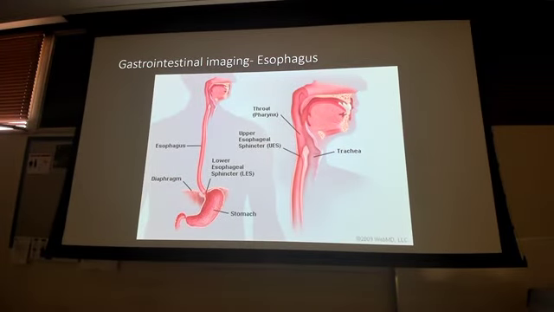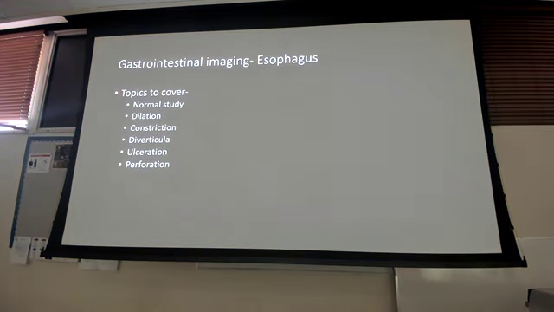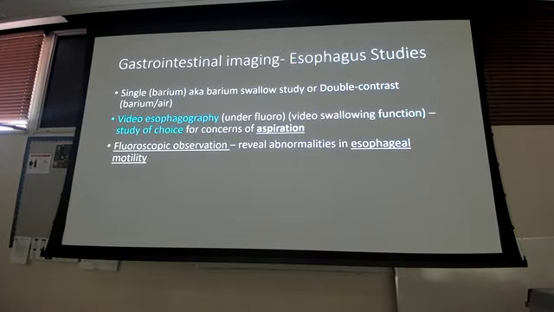It's a tube, you swallow it. Look at it. There's not a whole lot here, right? It's a tube that peristalses and brings food from our mouth down to our stomach. So we're going to look at different abnormalities here and things that you can find. We're going to go over some of those. So a single-contrast barium swallow study or double-contrast barium and air, right? These are studies that we can do.